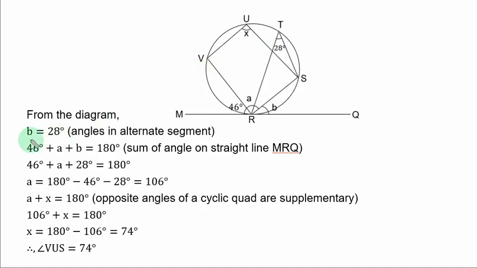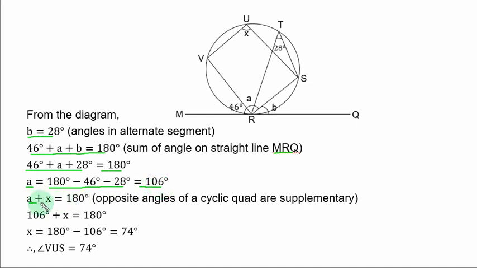As I have explained, B is equal to 28 degrees, angles in alternate segments. Now 46 degrees plus A plus B equal to 180 degrees, sum of angles on straight line MRQ. So you have 46 plus A plus 28 for B equal to 180. To get A, transfer the other 2 angles to the right hand side. That is 180 degrees minus 46 degrees minus 28 degrees equal to 106 degrees.